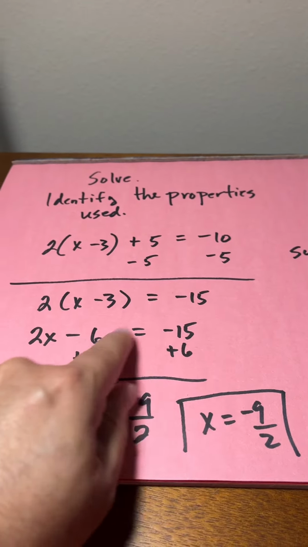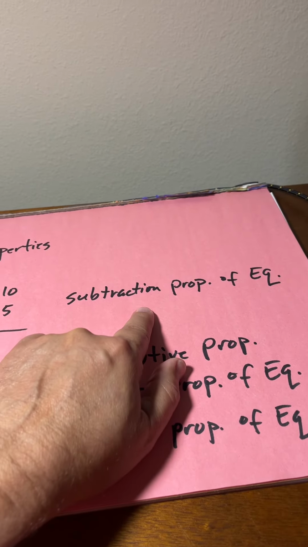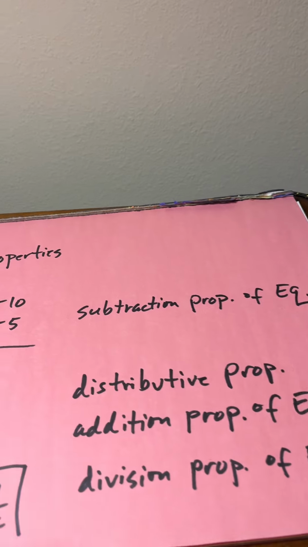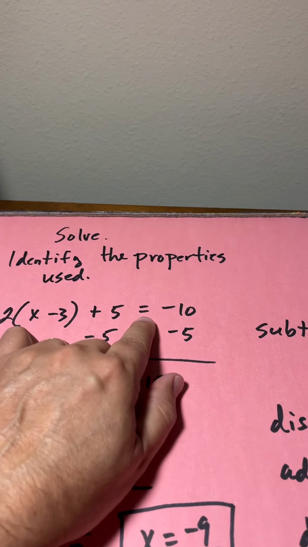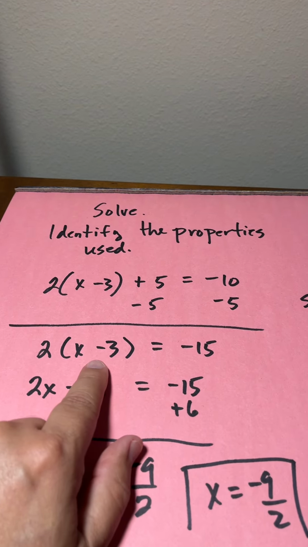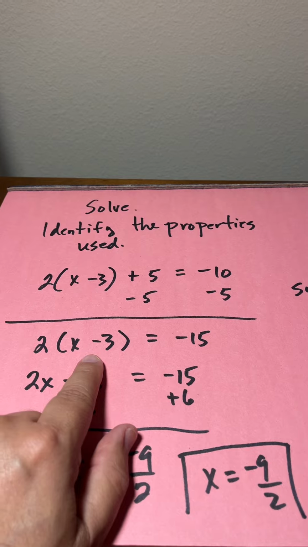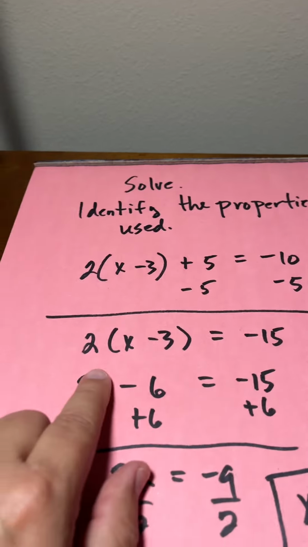And negative 10 and negative 5 is negative 15. And that's called the subtraction property of equality. The fact that if you subtract the same number from both sides of an equation, your result will be an equivalent equation. That property is called the subtraction property of equality. All right, so we're here.